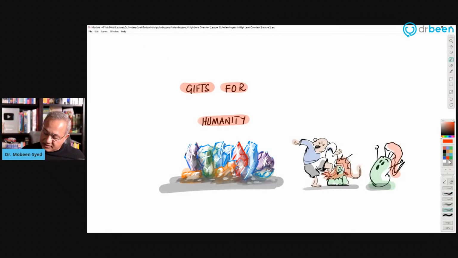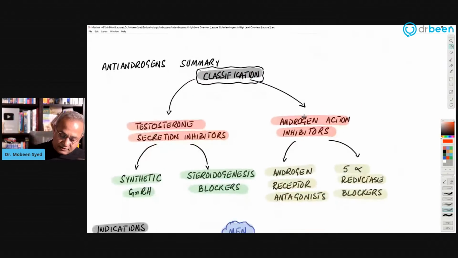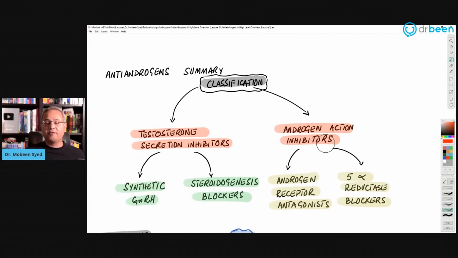So the discussion is anti-androgens. That means the drugs that will cause androgen levels to be reduced or that would block the action of androgens. So here is what we will see. First of all, what is the classification of anti-androgens? What are the kinds of anti-androgens?